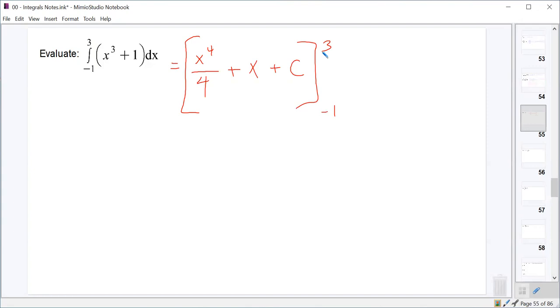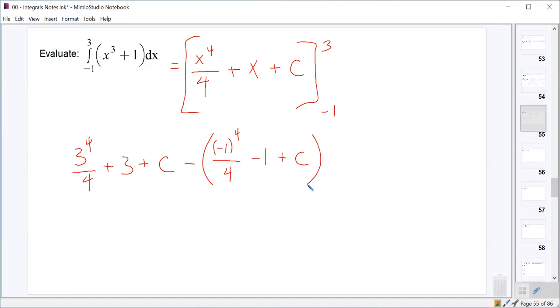So what is x to the 4th over 4 at 3? Well, it's 3 to the 4th over 4. And then plus x gives you plus 3. And then what's a constant when x is 3? Well, a constant when x is 3 is just that constant. And then we'll subtract from that all of this evaluated at -1. So that'll be -1 to the 4th over 4 minus 1 plus c.